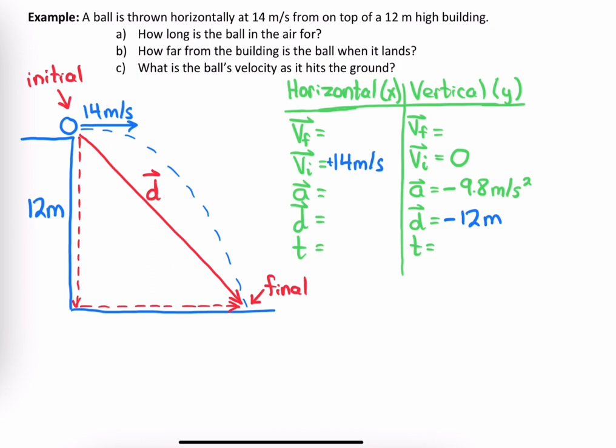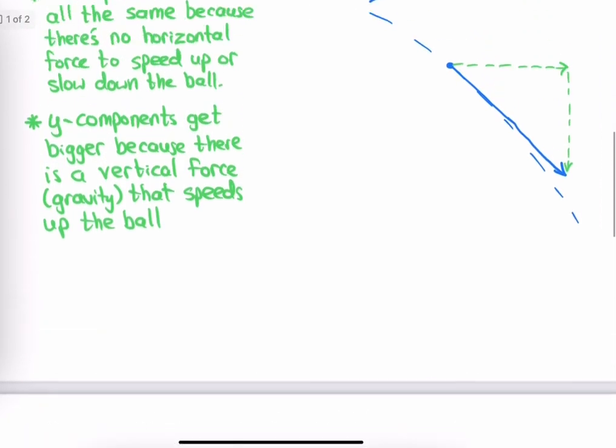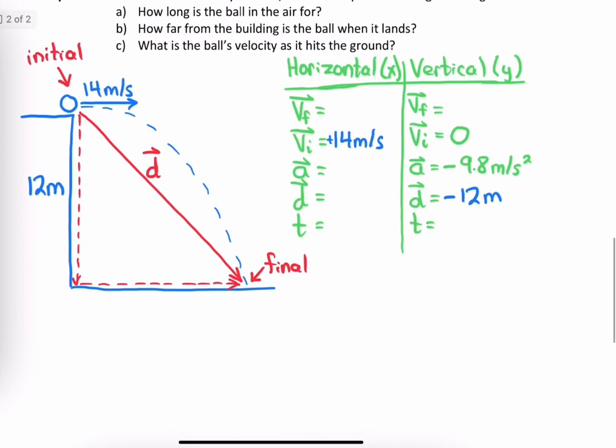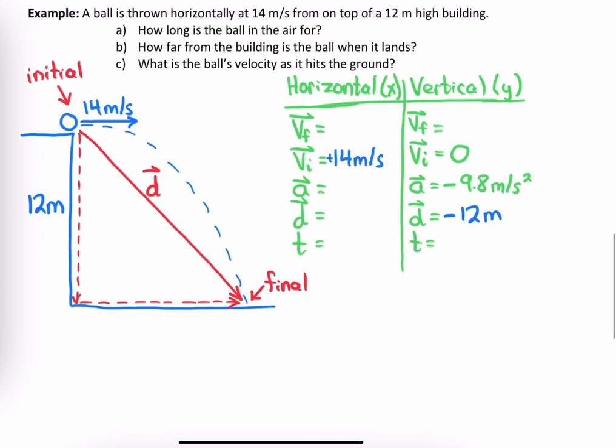Now, what about the x direction for the acceleration? We kind of said over here that in the x direction, there was no horizontal force to speed up or slow down the ball. Right? All these x components were exactly the same. So if in the x direction it's not speeding up and it's not slowing down, that means it has an acceleration of 0. So in the x direction over here for acceleration, we can write 0.